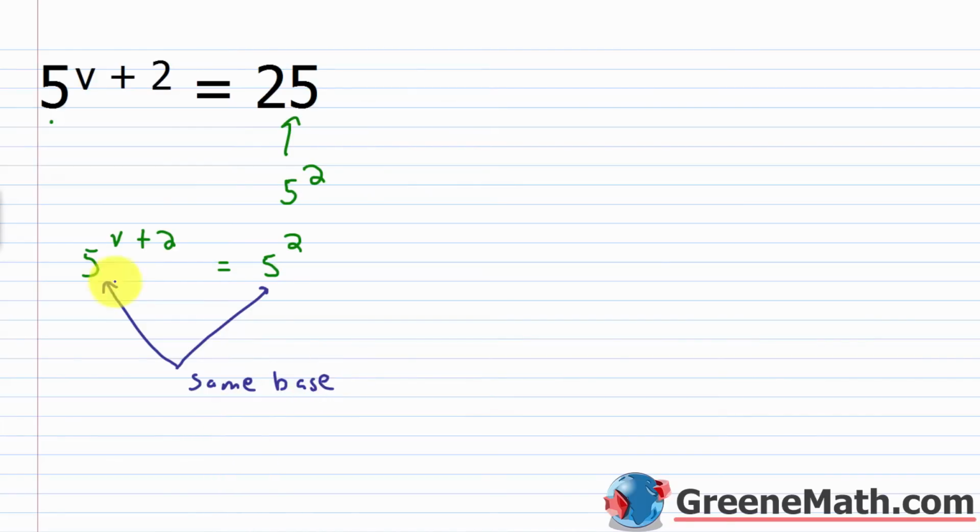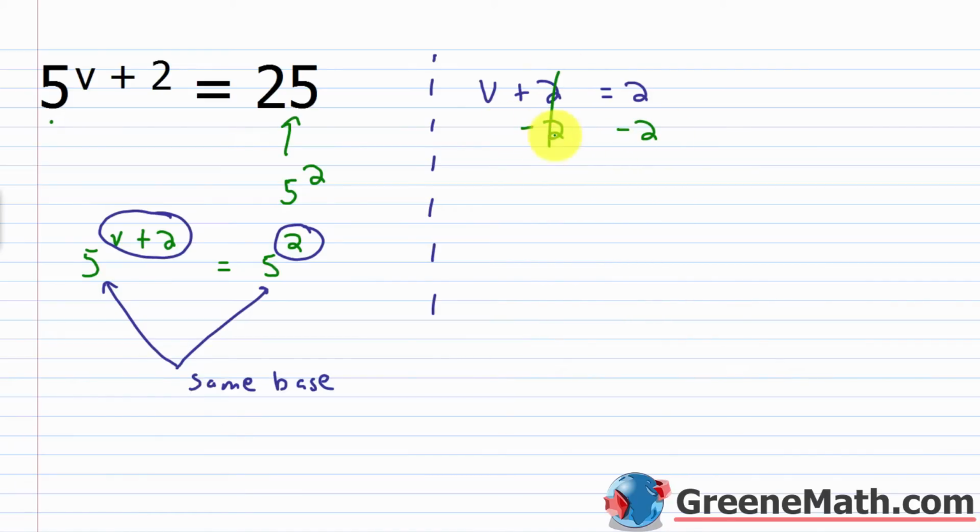The rule for that is if you have the same base, basically you can just take the exponents. So here the exponent is v plus 2. Here the exponent is 2. You can set them equal to each other, and you can just solve. So in other words, this would set up the equation v plus 2 is equal to 2. We would solve this guy. We subtract 2 away from each side of the equation, and you get that v is equal to 0.